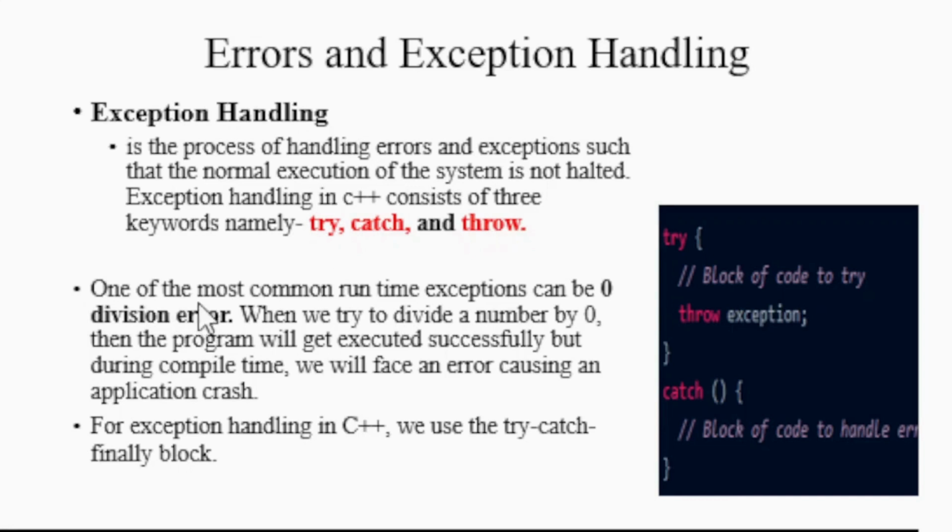One of the most common runtime exceptions is the zero division error. When we try to divide a number by zero, the program may compile successfully, but at runtime we will face an error causing an application crash. For exception handling in C++, we use the try-catch block.